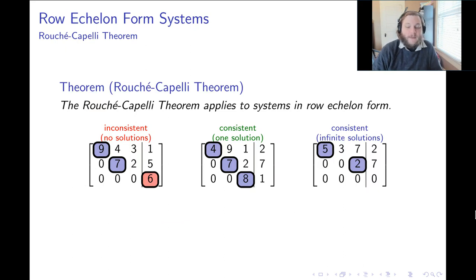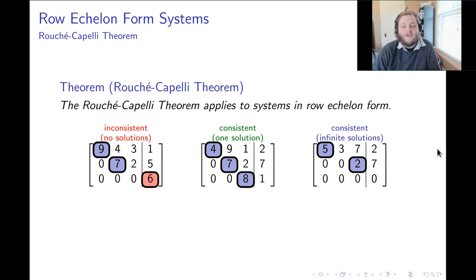And consequently, the Rouché-Capelli theorem also carries over. So the Rouché-Capelli theorem again says that if our system is in row echelon form, but not necessarily reduced row echelon form, we still have our taxonomy. Inconsistent systems have no solutions. Again, inconsistent means there's a pivot in the augmented column. Consistent systems can either have one or infinitely many solutions.